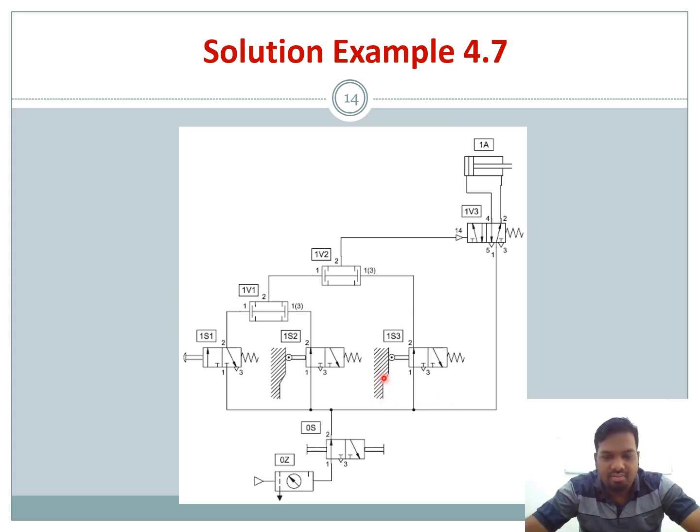Okay, so this is from your workpiece. If all three are activated, this 1V2 will pass the input to the 5/2 valve for the cylinder to extend. If, let's say, one of the inputs is missing, it will start to retract because this is an AND gate. So this is how you can develop a circuit to solve your problems using an AND gate.